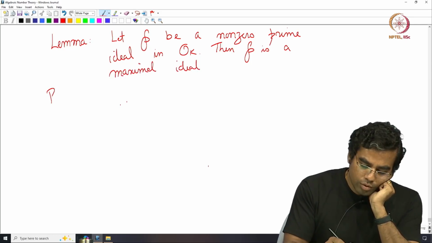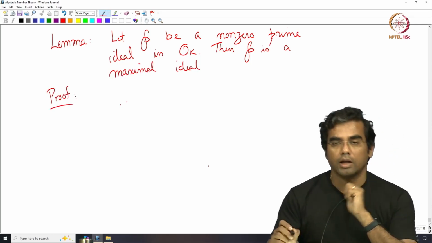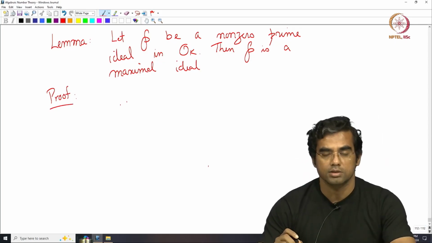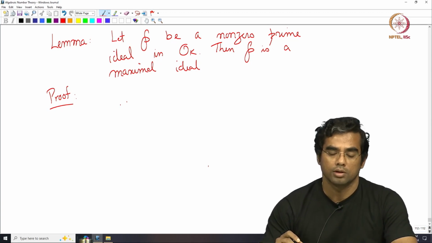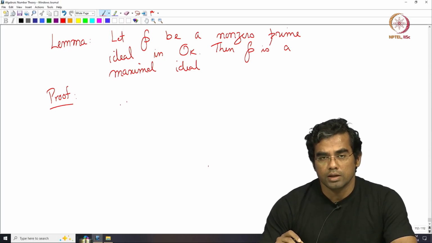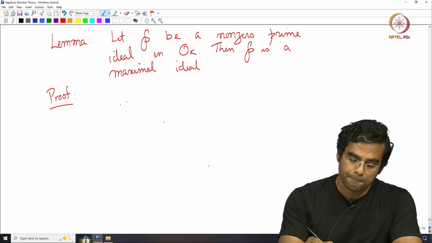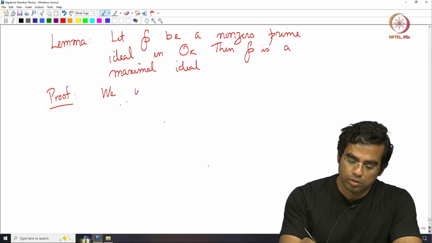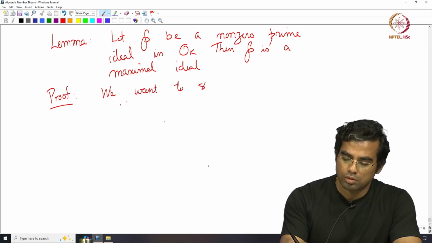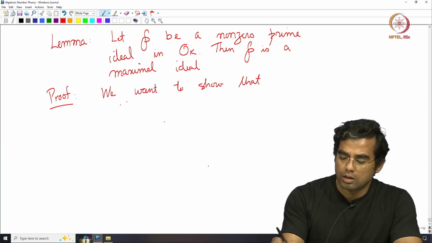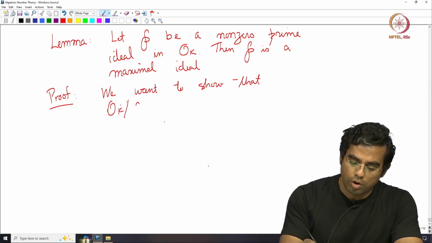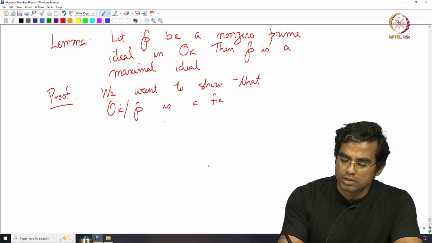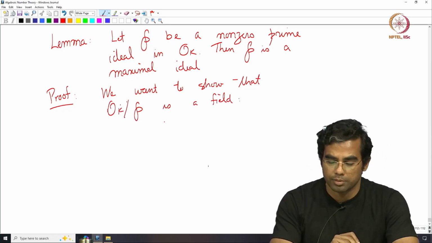Now recall, what other characterizations do we know of prime ideals and maximal ideals? An ideal A in a ring R is a prime ideal if and only if R mod A is an integral domain, and A, an ideal in R, is maximal if and only if R mod A is a field. So we want to show that OK mod P is a field. This is what we want to show with the hypothesis given in the lemma.